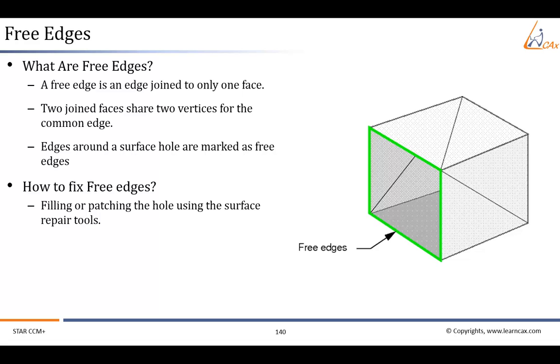There are instances when you do not need to fix free edges. For example, a free floating baffle has the outside edges marked as free edges until you convert the baffle to an interface. As long as you are aware of the error and convert the baffle to an interface before surface and volume meshing, you can ignore the free edges.